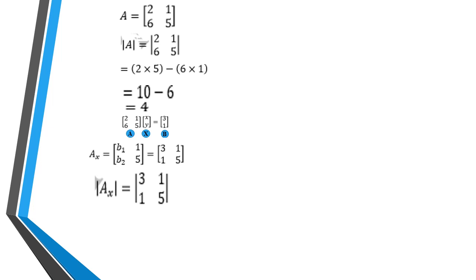Now you can find the Ax determinant. The determinant procedure is the same. By cross multiplying, 3 into 5 is equals to 15 and there is a minus sign between them. Minus 1 into 1 is equals to 1. 15 minus 1 is equals to 14.